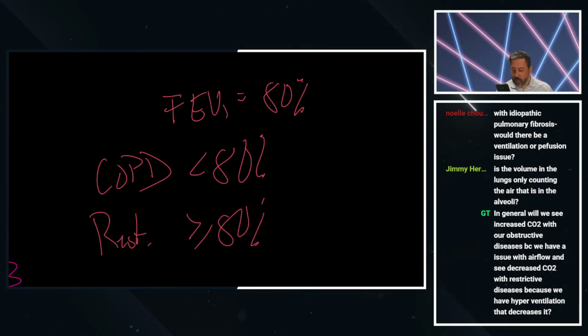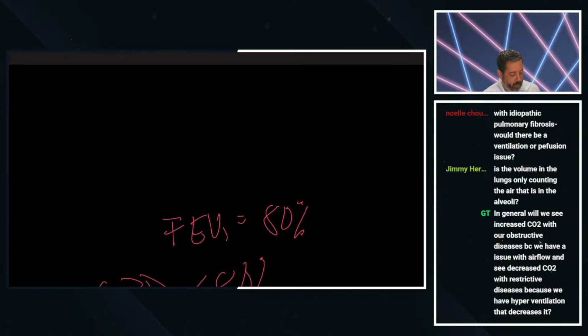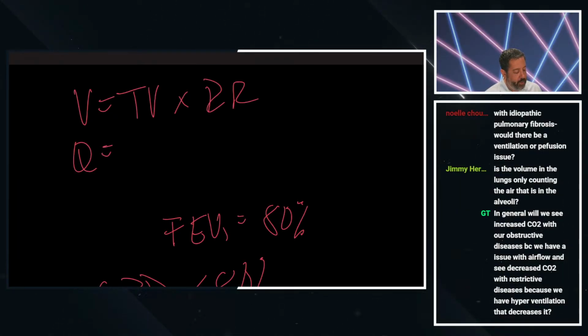So the volume in the lungs, only counting the air that's in the alveoli. No, we're talking about ventilation. So we'll measure your tidal volume, and we'll multiply that by your respiration rate. So remember, ventilation equals tidal volume times respiration rate, and Q is your stroke volume times heart rate. So flow over time. And that gives you liters per minute. It's just air going in and out of your lungs.